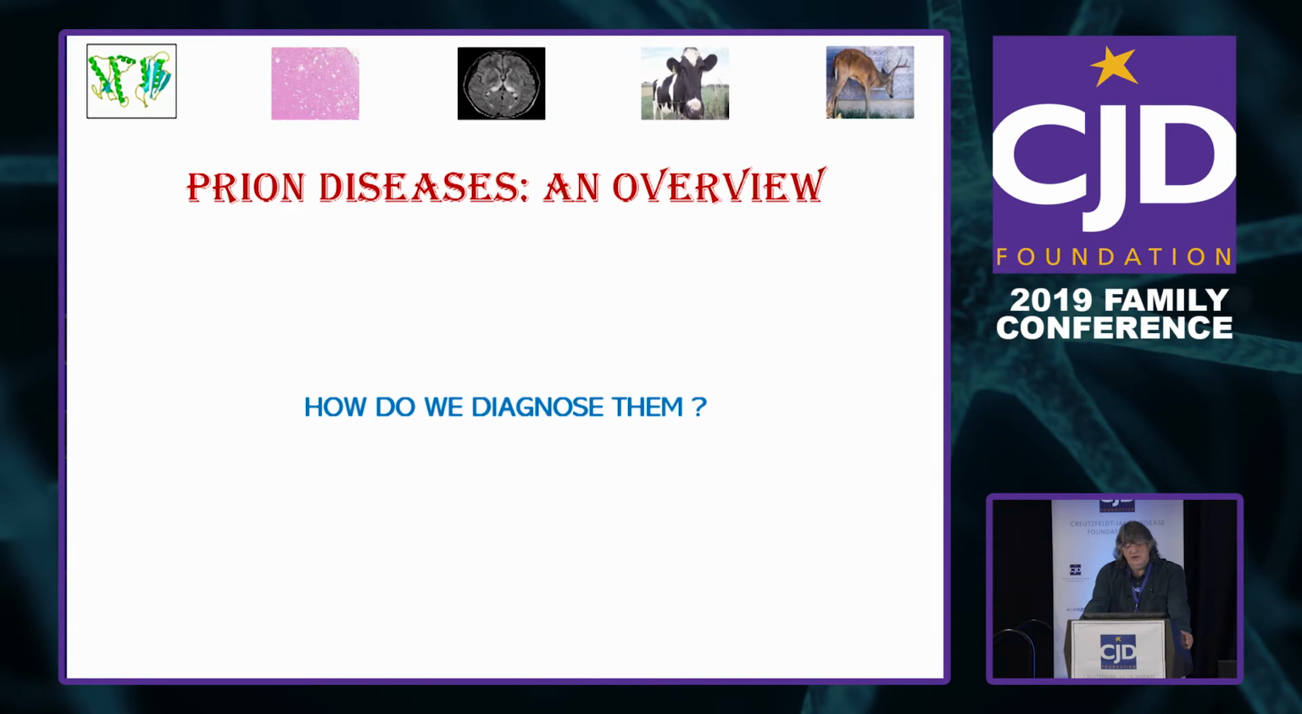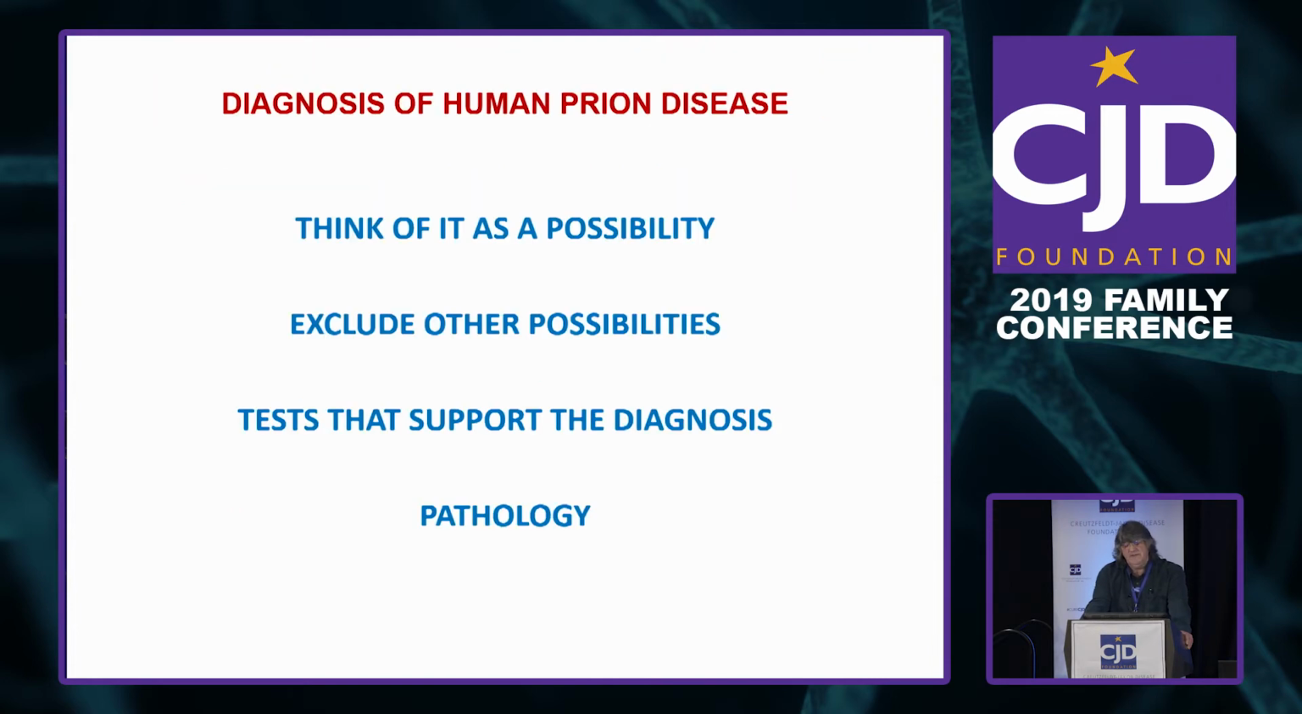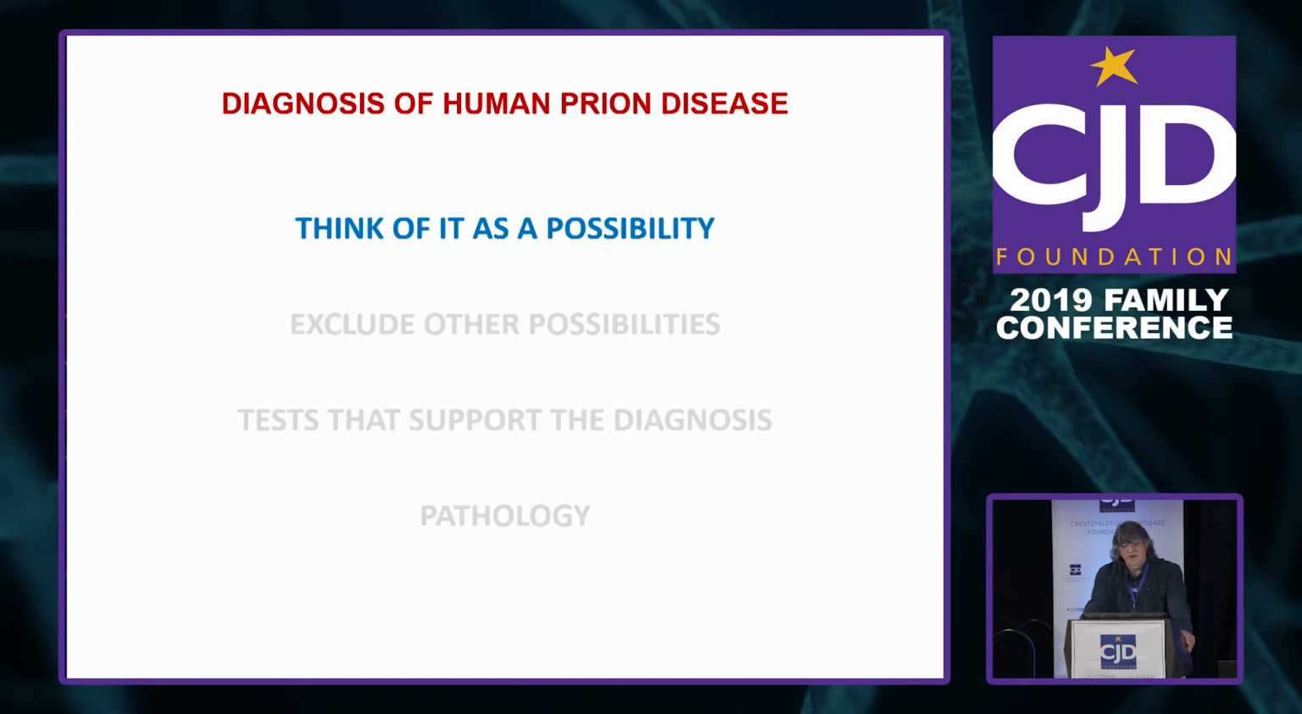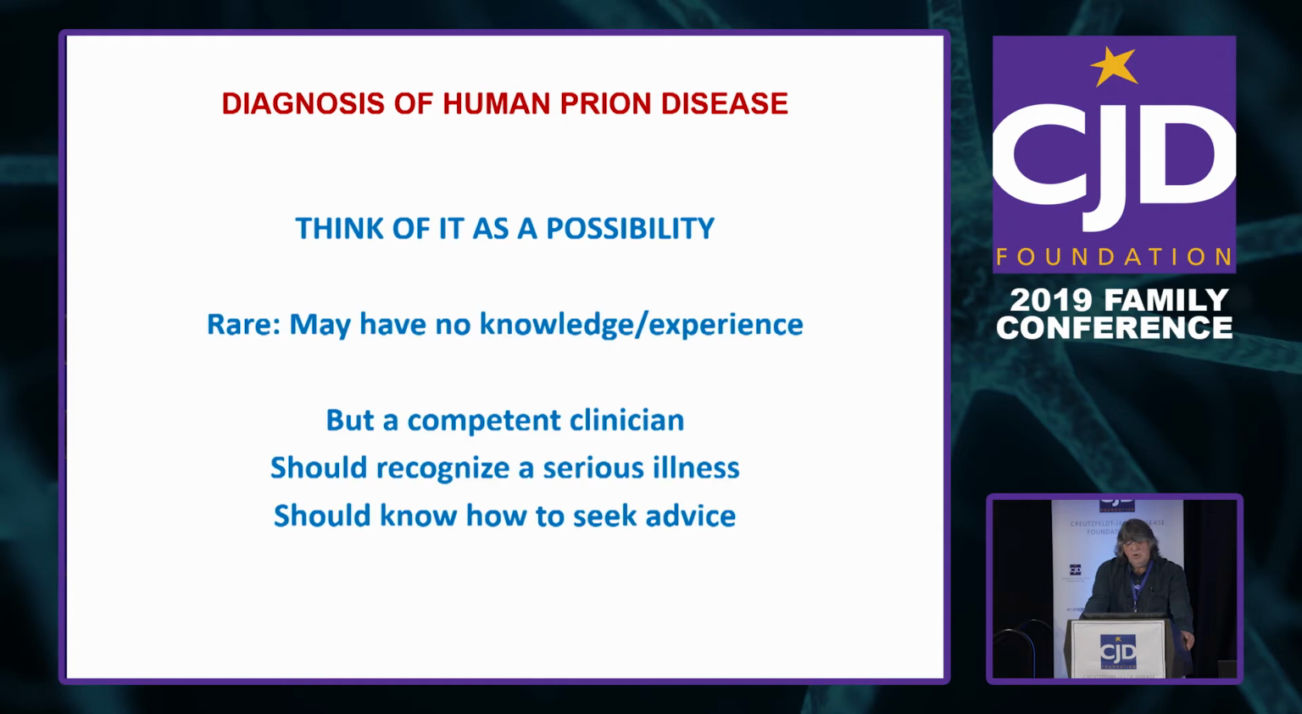So, how do we diagnose them? Well, first of all, you have to think of it, then you have to exclude other possibilities, then you turn to test to support your diagnostic hypothesis, and you have pathology. Well, I'm just going to briefly mention thinking of it, because you hear from people all the time, my clinician had never heard of CJD, they didn't know anything about it. Well, that's not surprising. It's very rare.